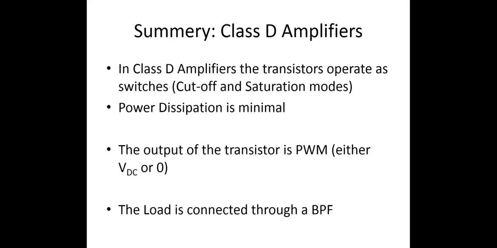The output of the transistor is PWM, that is the pulse width modulation waveform that we discussed earlier. And then this PWM voltage is connected to load through a band pass filter. And the result is that at the load we have the exact replica of the input voltage with a certain gain.